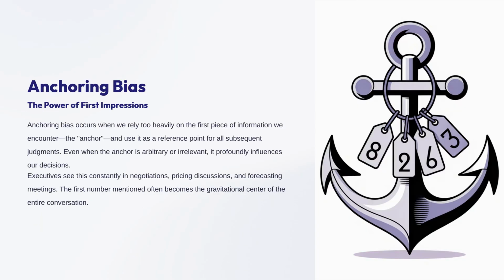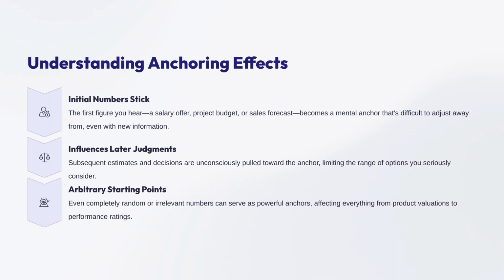Anchoring bias occurs when we rely too heavily on the first piece of information encountered, the anchor, using it as a reference point for all subsequent judgments. This anchor, even if arbitrary, profoundly influences decisions, particularly in negotiations and pricing. Initial numbers stick and become mental anchors that are difficult to adjust away from. Subsequent estimates are unconsciously pulled toward this anchor. Remarkably, even random or irrelevant numbers can serve as powerful starting points.